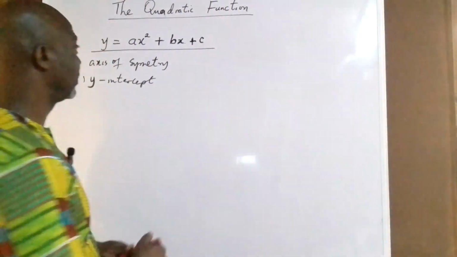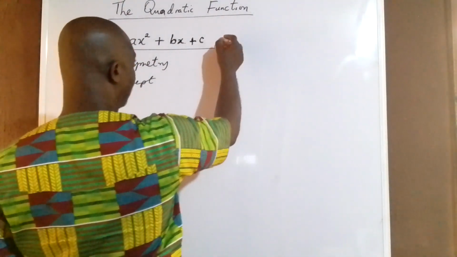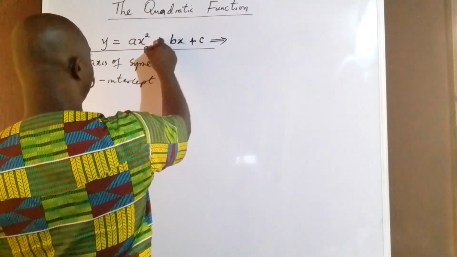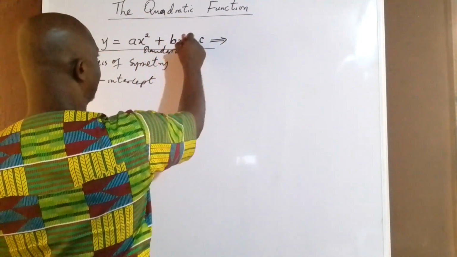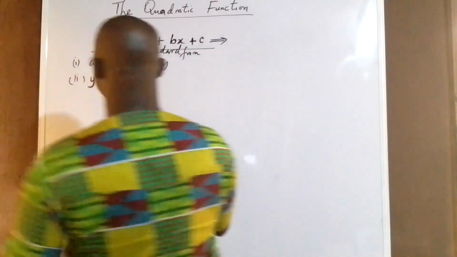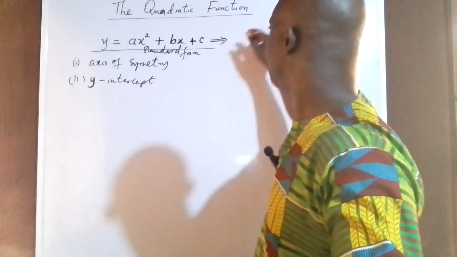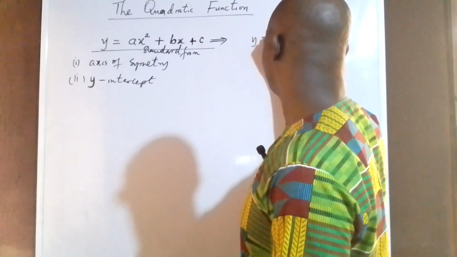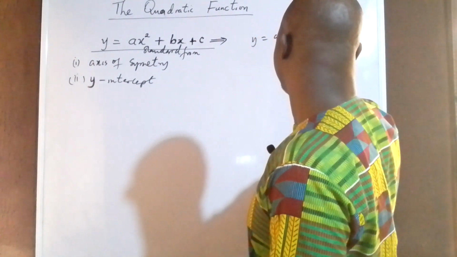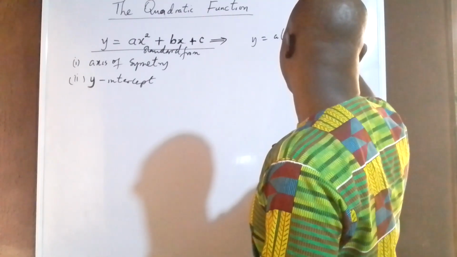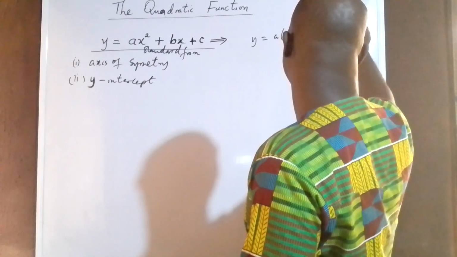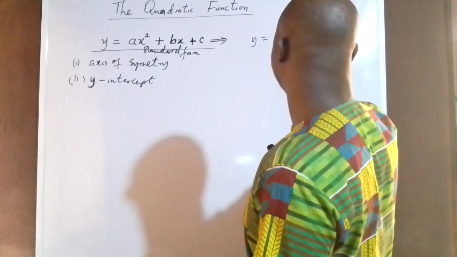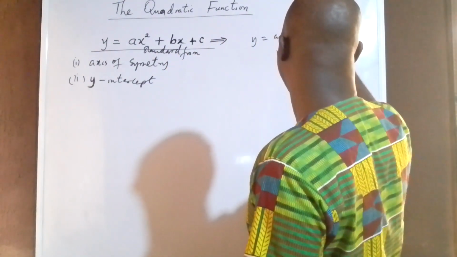Now for us to do that, there's a need for us to convert from the standard form. This is the standard form. There will be a need for us to convert from the standard form to the vertex form. And this is y equal to a bracket x plus h squared plus k. So we need to convert from the standard form to the vertex form.